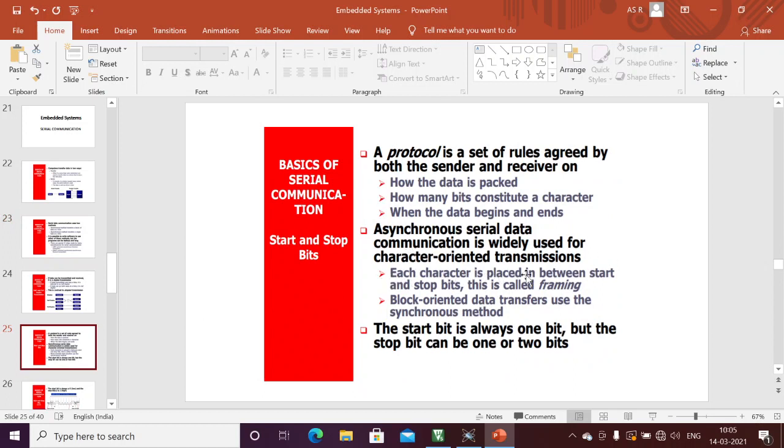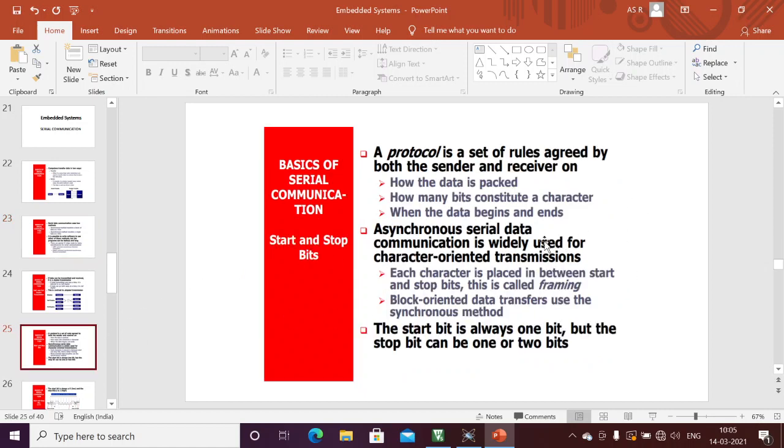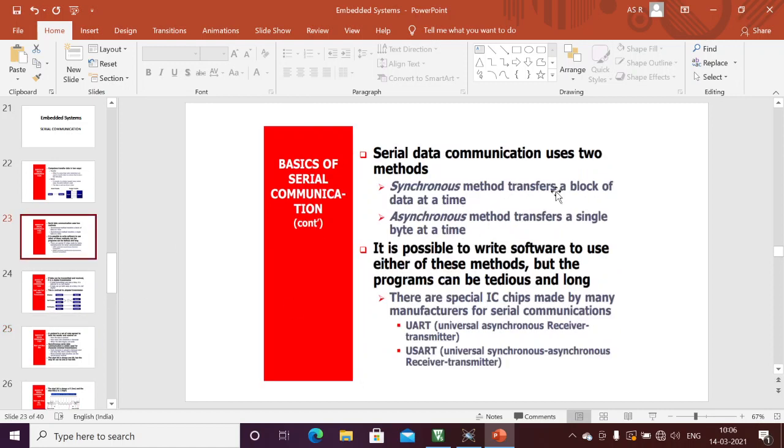Each character is placed in between a start and stop bit; this is called framing. In this one byte, we are placing one start bit and a stop bit in between the character. That's why we call it framing: one start bit, the data, and a stop bit. Block-oriented data transfer uses a synchronous method. If I want to transfer block-oriented data, then we need to use the synchronous method.